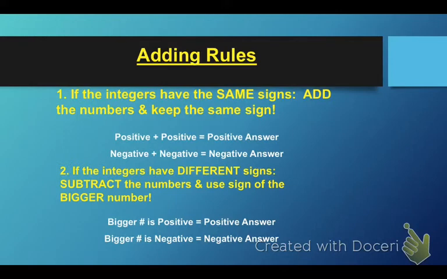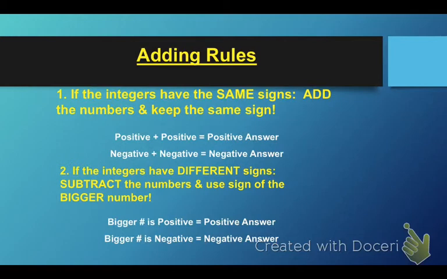All right. Second rule. If the integers have different signs, then you would subtract those two numbers and use the sign of the bigger number. So, for example, if the bigger number is positive, your answer is positive. If the bigger number is negative, you're going to have a negative answer.